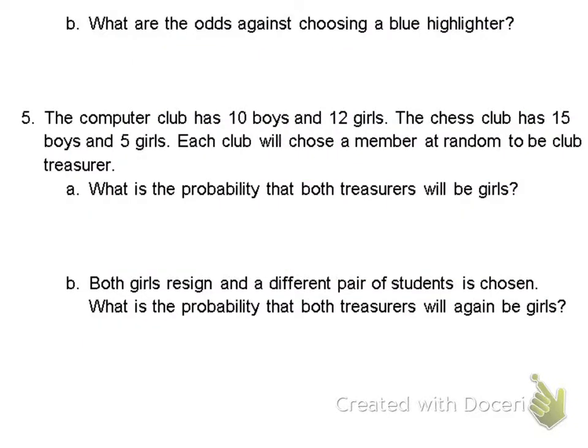Okay, our last example here. A computer club has 10 boys and 12 girls. The chess club has 15 boys and 5 girls. Each club will choose a member at random to be club treasurer. What is the probability that both treasurers will be girls? Now these events are independent events because they don't depend on each other. If a girl is chosen in the chess club, that has no effect on whether or not a girl is chosen in the computer club.